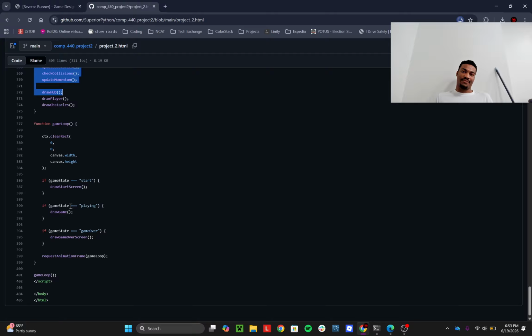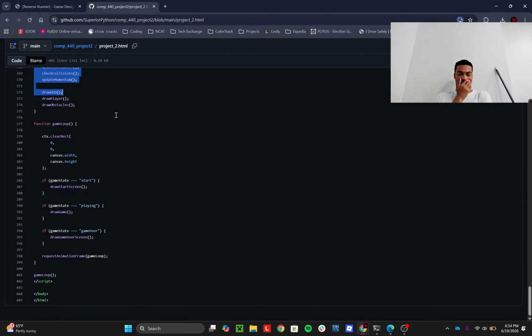Now, for the MDA, like I said, the target aesthetics were challenge, discovery, and sensation. The momentum system creates challenge by forcing resource management as the round goes on. The genre subversion creates discovery, as players must learn that collisions are beneficial, and the increasing speed and movement slowdown create sensation. Playtesting showed that players changed from avoiding obstacles to intentionally chasing them, which also supports the discovery aesthetic.